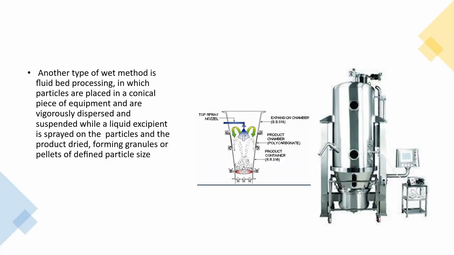Another, more complicated type of preparing granules is through your fluid bed granulator. This is called fluid bed processing, in which particles are placed in a conical piece of equipment and are dispersed upwards while suspended, and a liquid excipient is sprayed on them, and they form particles or granules of defined size as they settle. Basically, powder is blown up, liquid is being sprayed.